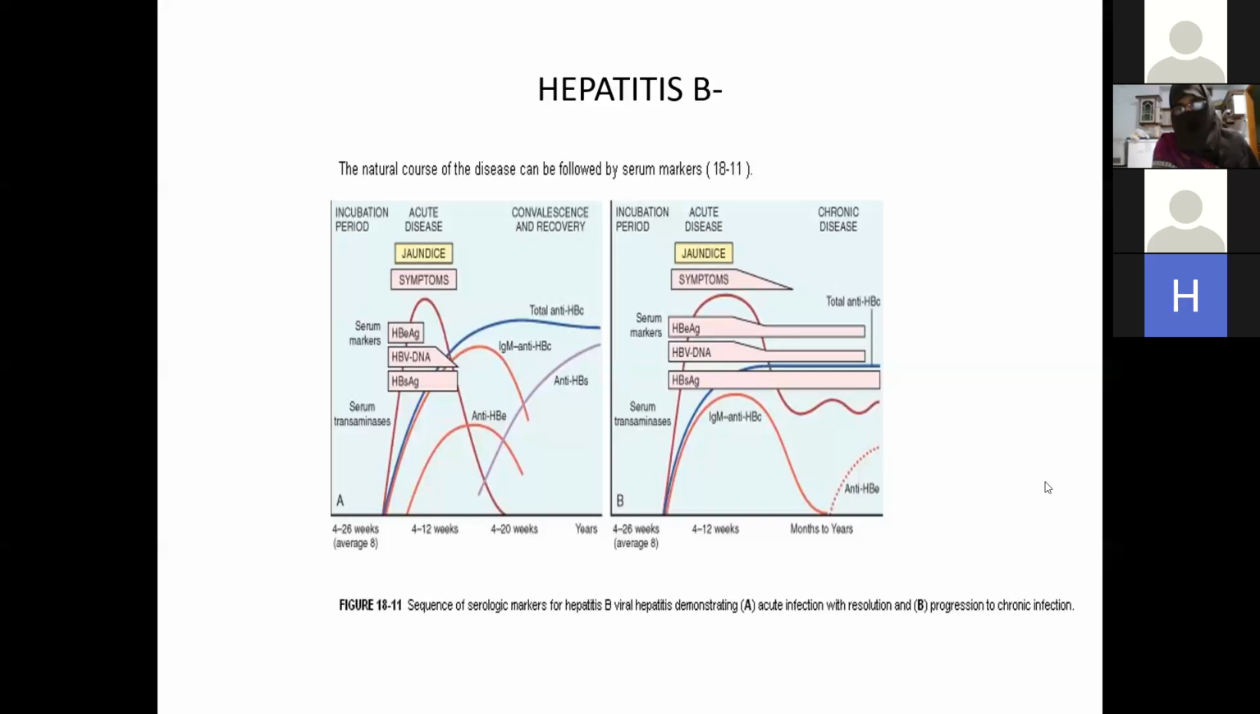Assalamualaikum, miss. Hello. Hello, Assalamualaikum, Shahriyar. Walaikum assalam. Okay Shahriyar, tell me, have you and others gone through the serological markers of hepatitis B, serum markers of hepatitis B?